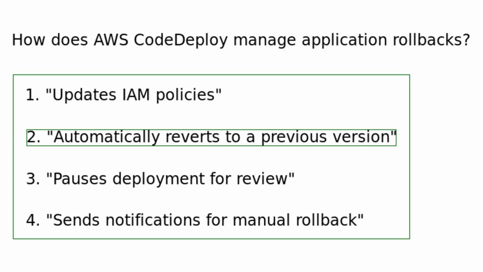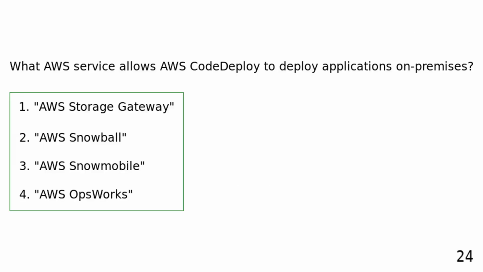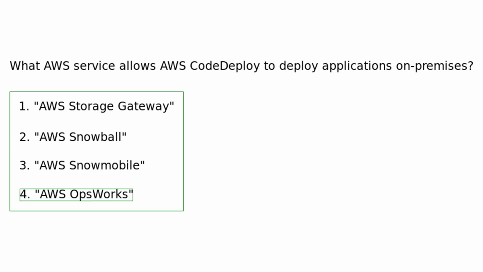What AWS service allows AWS CodeDeploy to deploy applications on-premises? AWS Storage Gateway. AWS Snowball. AWS Snowmobile. AWS OpsWorks. AWS OpsWorks allows AWS CodeDeploy to deploy applications on-premises using an integrated approach.